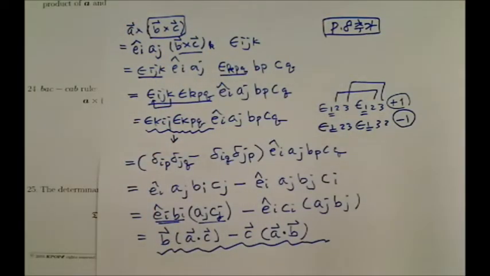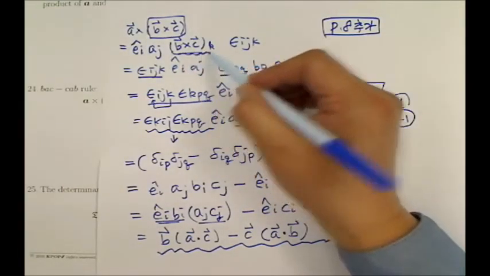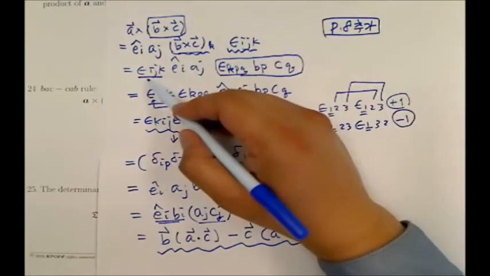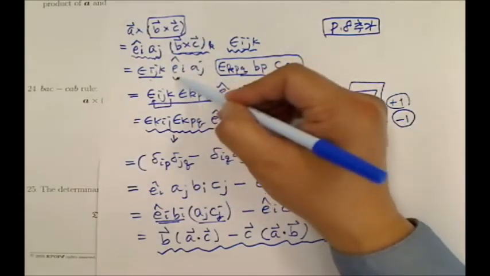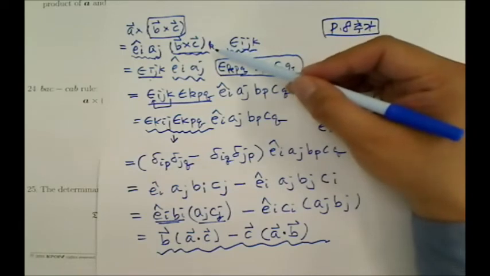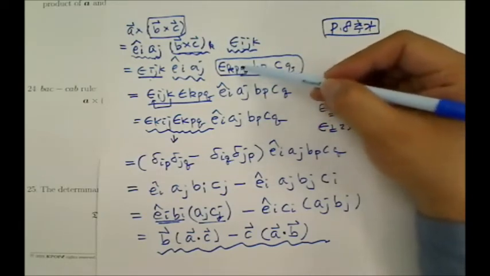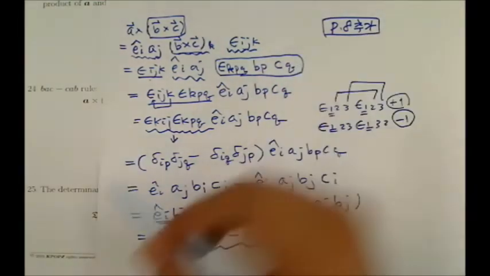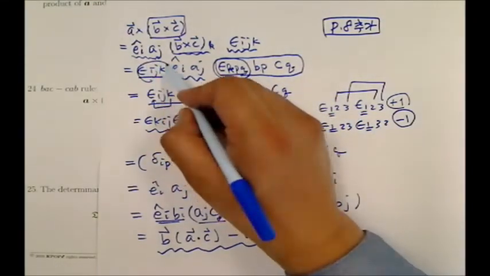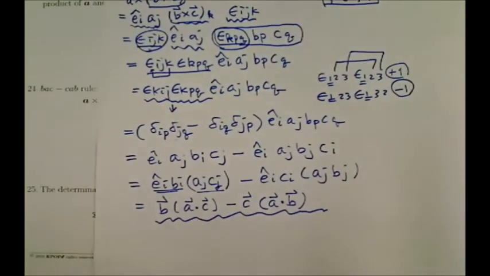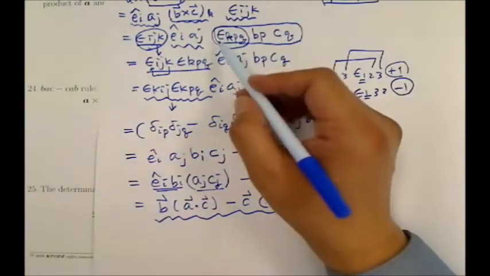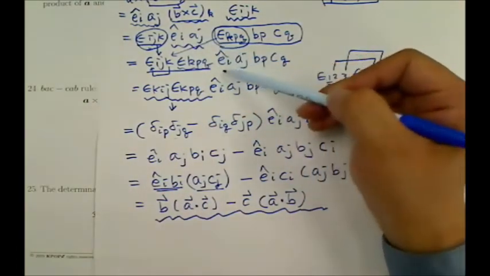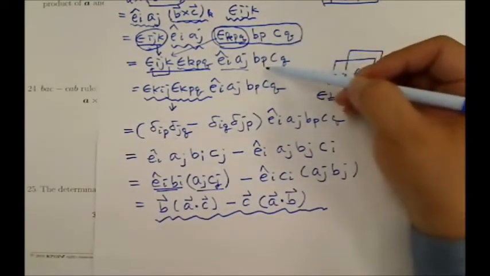Then the kth element of B cross C vector can be computed as this one. Remember, epsilon ijk is in here, e_i a_j is copied in here. B cross C's kth component is epsilon kpq, where p and q are the vector indices for B and C. Now we notice two factors of the Levi-Civita tensor. Bring this epsilon ijk here, bring this epsilon kpq here, and then just copy e_i a_j right here and copy this b_p and c_q in here.